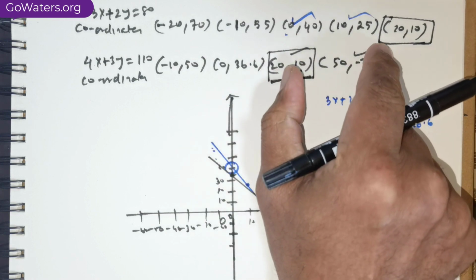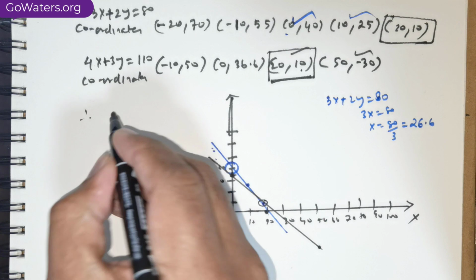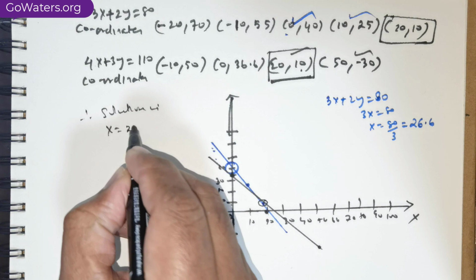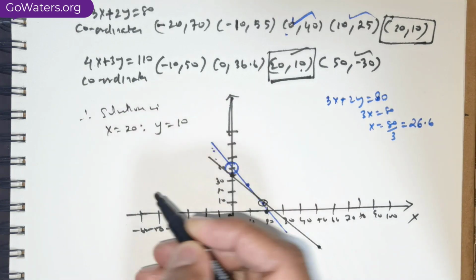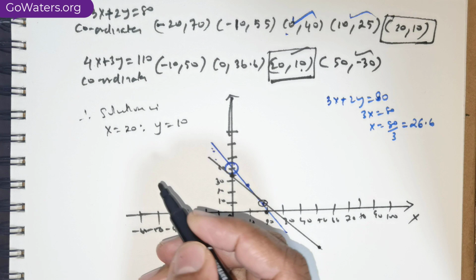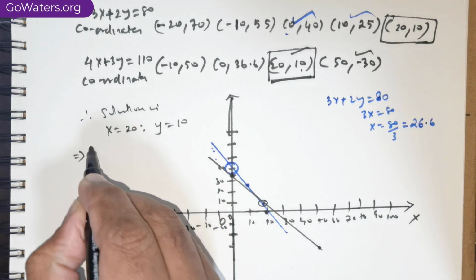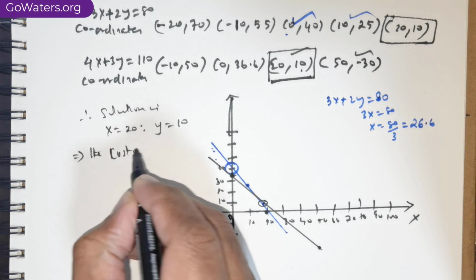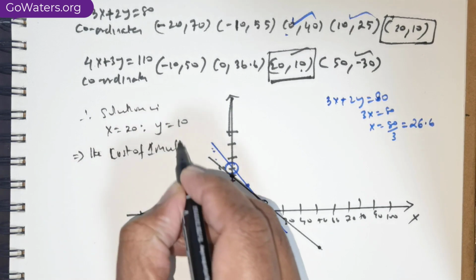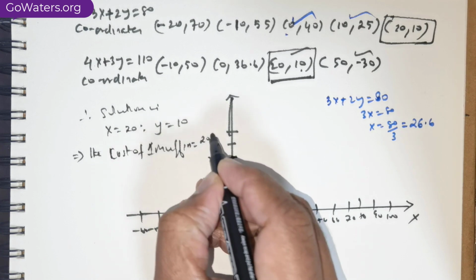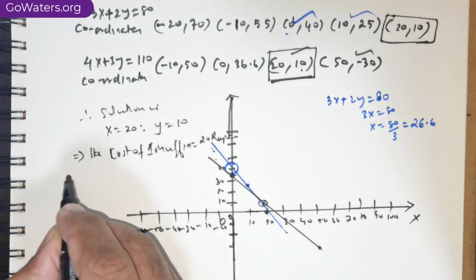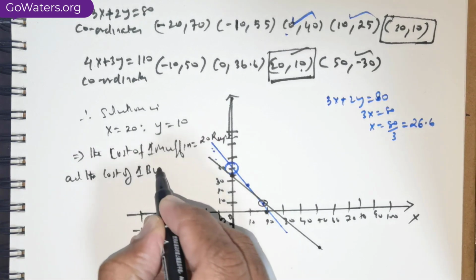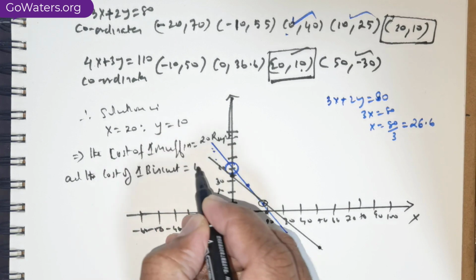So that's the idea I want to present to you. Therefore the solution is what? The solution is when x is equal to 20, y is equal to 10. So we are looking for the prices, right? So this would mean the cost of one muffin is equal to 20 rupees and the cost of one biscuit is equal to 10 rupees.